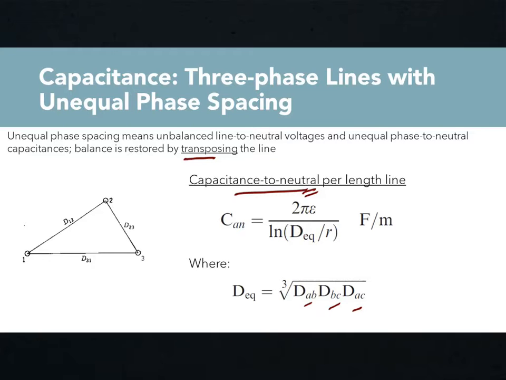So, 2 pi e over ln of DEQ over r, wherein our DEQ is simply the cube root of the GMD, or the product of the distances. So, that's for unequal phase spacing.